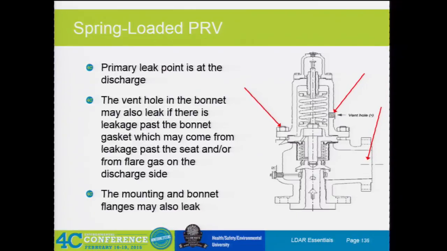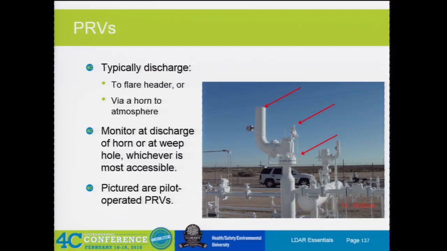These things are usually not monitored if they go to a closed vent device or something like that. They typically discharge to a flare header or via horn to the atmosphere. So you want to monitor at the center of the horn.